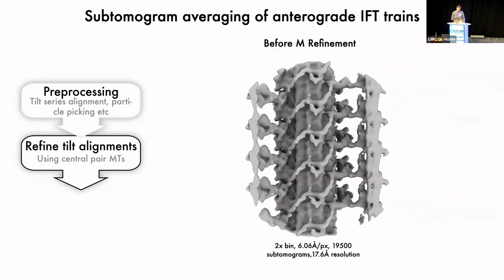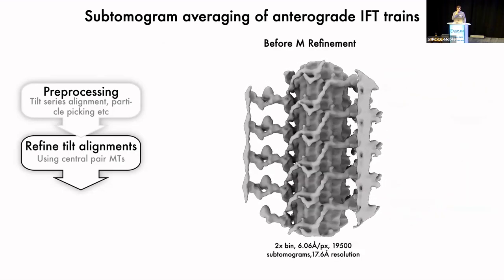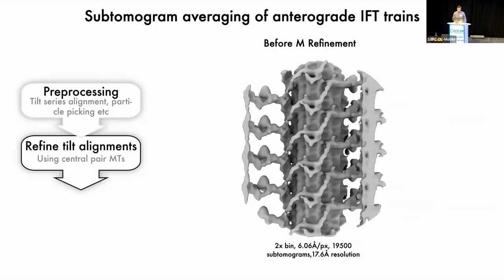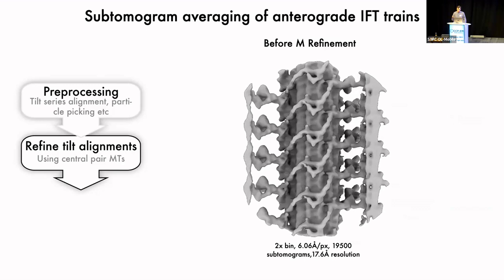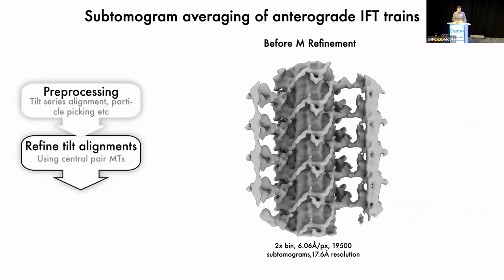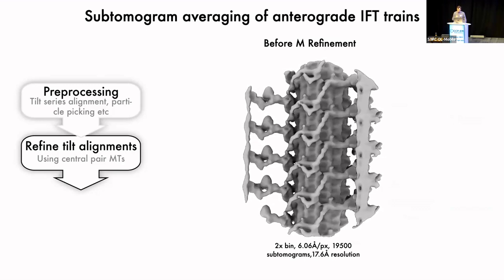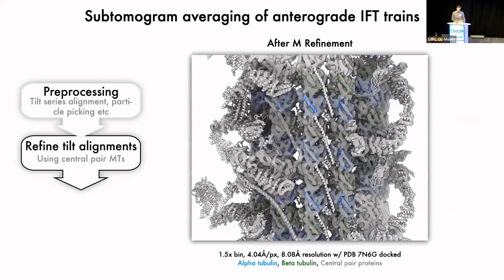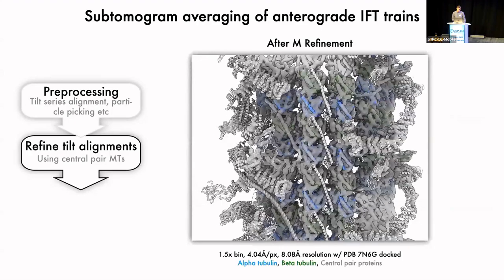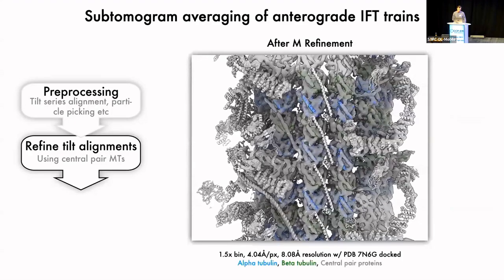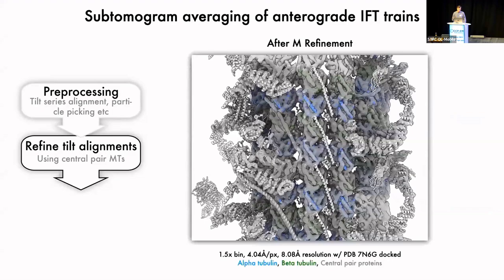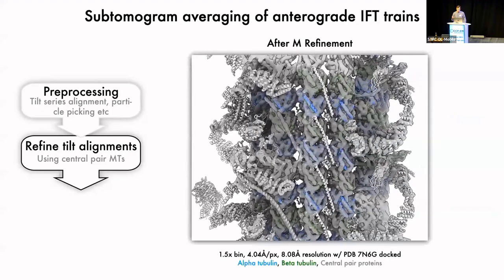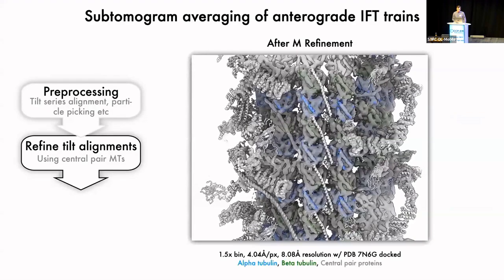And indeed, when we do global refinement with our initial tilt series alignments, we are able to refine this filament. We got to 18 angstrom resolution with 20,000 or so subtomograms. But then the real improvement came after we used the M tilt refinements on this. So now we're getting to 8 angstrom resolution without fully unbinning this data. So we've improved the amount of signal in our particles to give us at least a 10 angstrom improvement in resolution.